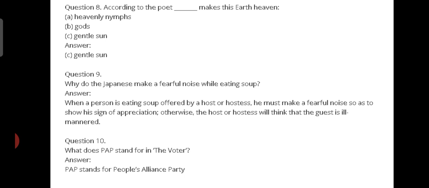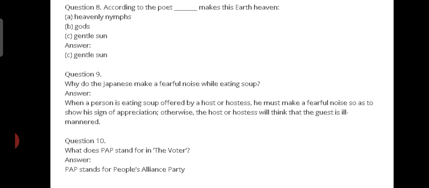It means, I like this soup. If I make the noise, it means that I like the soup, or else I do not like it. It is a sign of appreciation. Otherwise, the host or hostess will think that the guest is ill-mannered, that he has no manners at all, if you don't make a fearful noise.